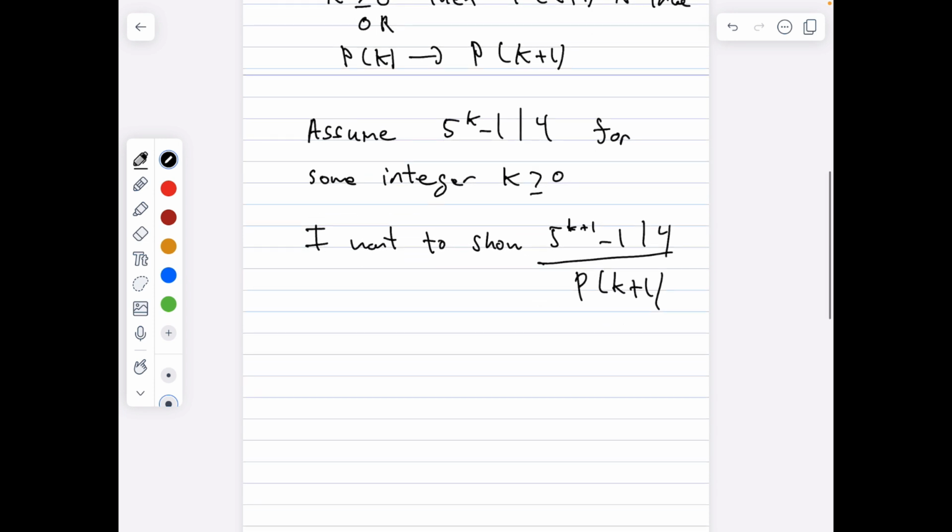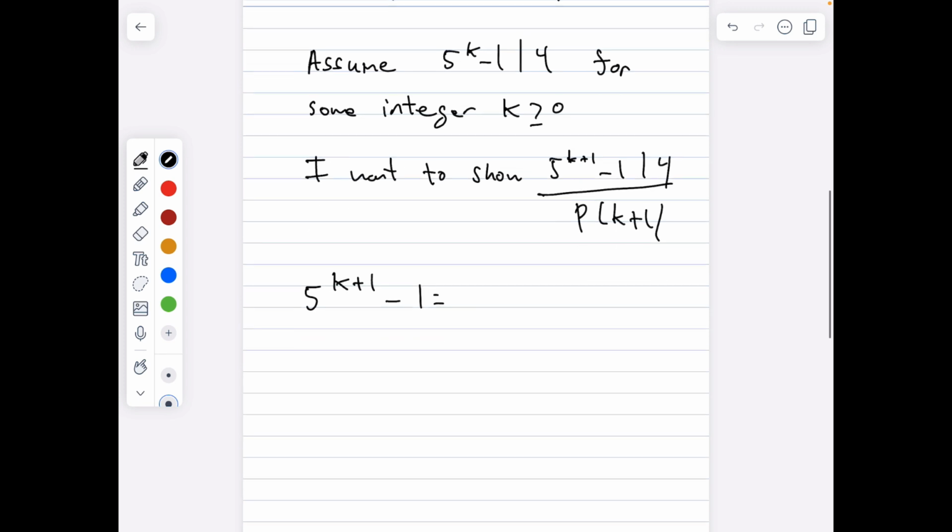All right. And this part sometimes requires some ingenuity on your part, and here's how that works here. I want to work with 5^(k+1) − 1, and I want to involve the statement 5^k − 1 is divisible by 4.